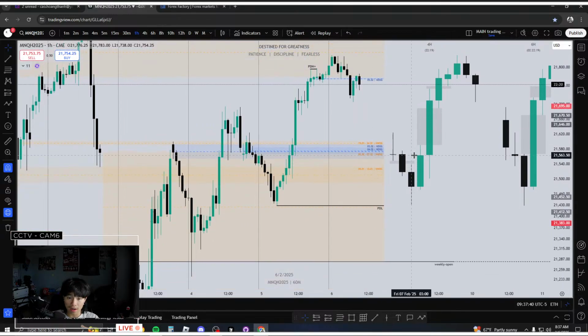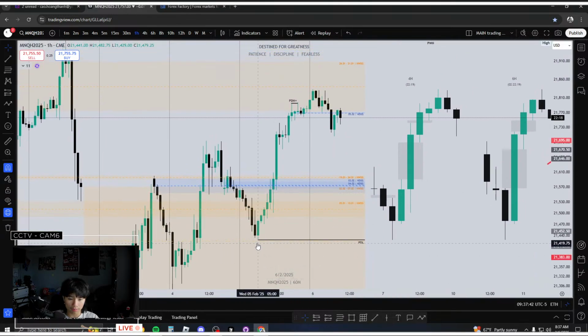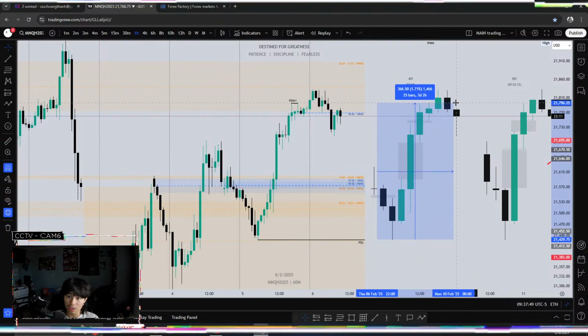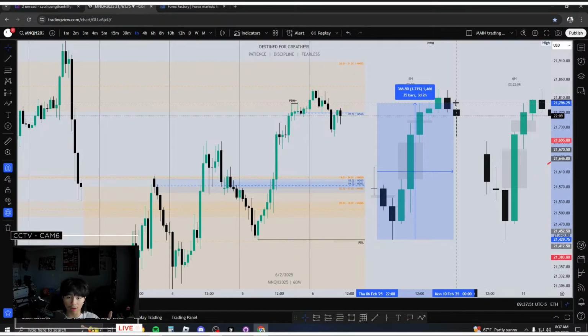Yesterday we did have a pretty large expansion, to be honest. It was about a 370 point move here on NQ, which is a decent amount, right? Not really.